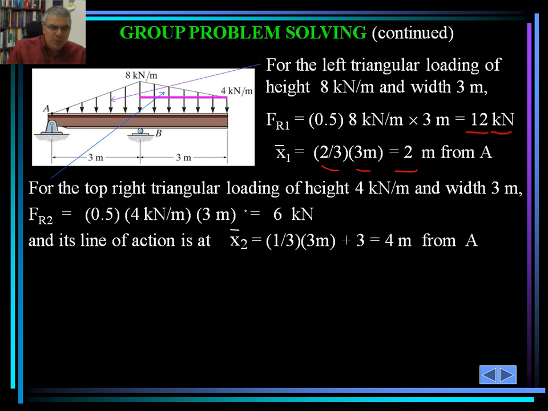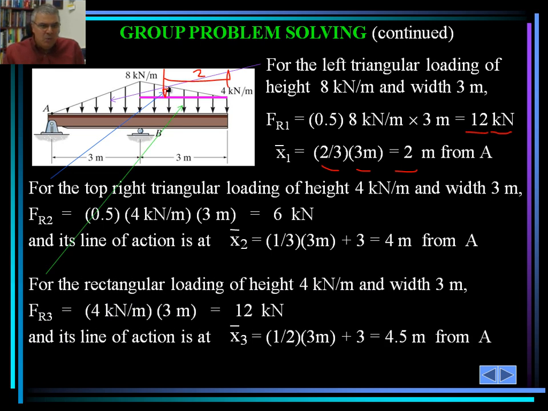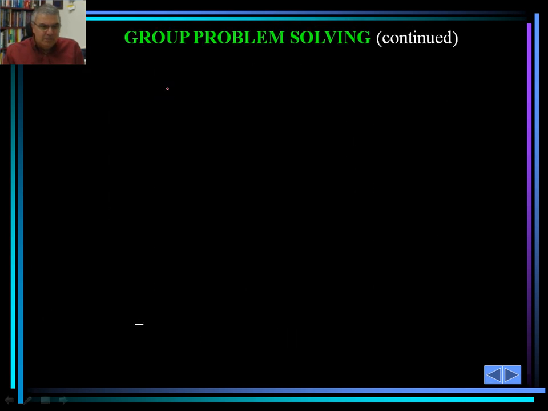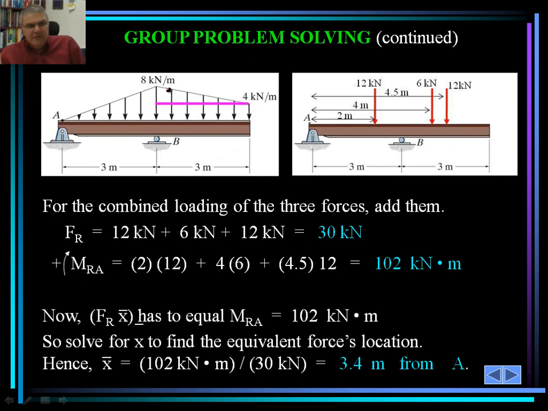And for the top portion, we will do the same thing. It's actually going to be 2 meters from here. This is going to be 2. If I want to replace only the distributed load of the top triangle with a concentrated load, that's how it's going to be. And then for the bottom one, the same thing. For the rectangle, it's going to be right at the center. So now we have 3.